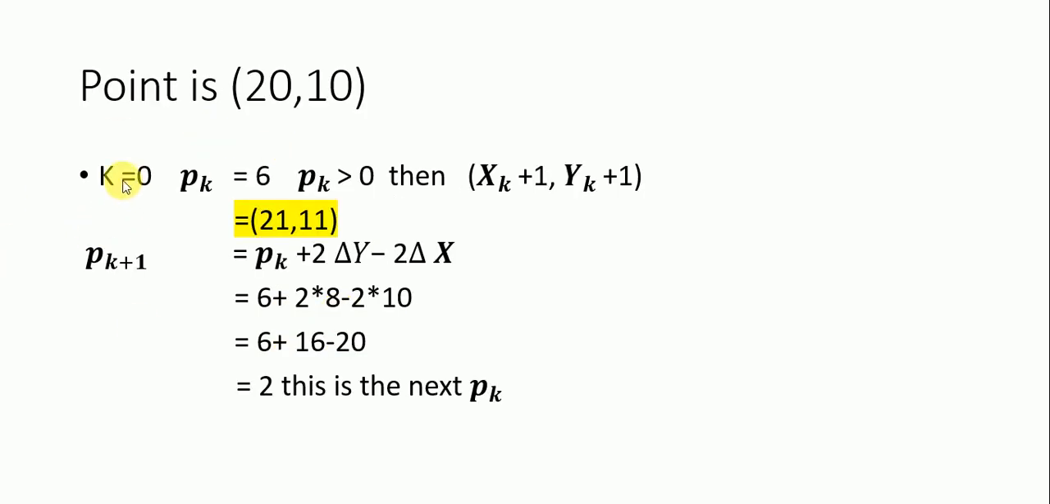Initially the point starts at 20 and 10, where k equals 0 and pk equals 6, which is greater than 0. Since pk is greater than 0, it will select the upper pixel, that is 21 and 11. Now we need to calculate pk plus 1, the next pk. The formula is pk plus 2 into delta y minus 2 into delta x. Substituting, pk is 6, delta y is 8 and delta x is 10, so the next pk is 2.